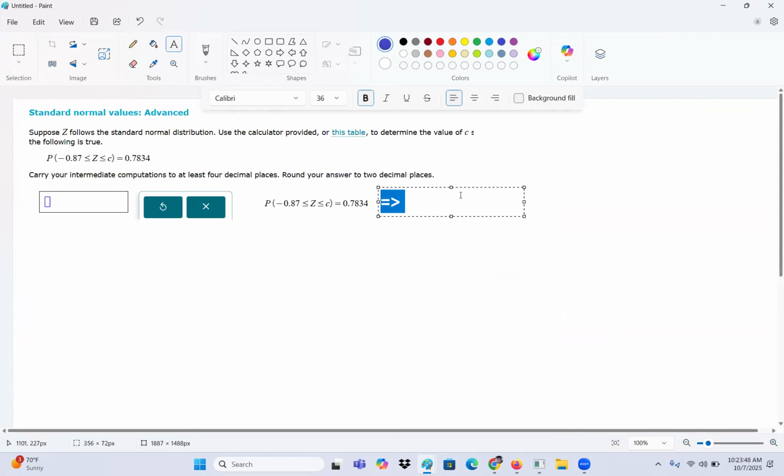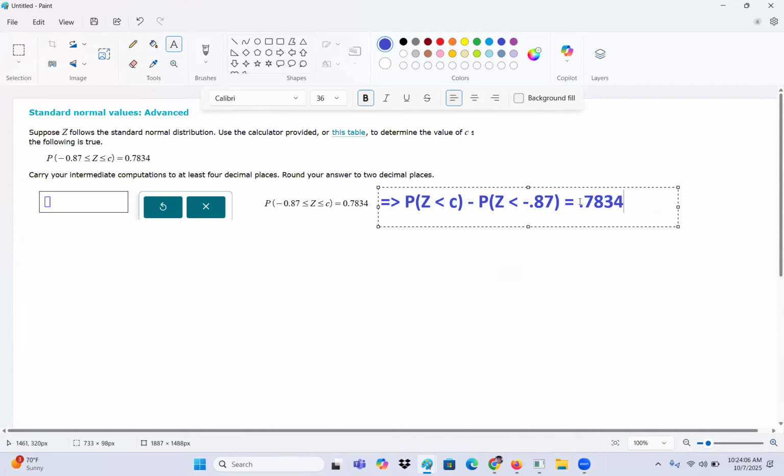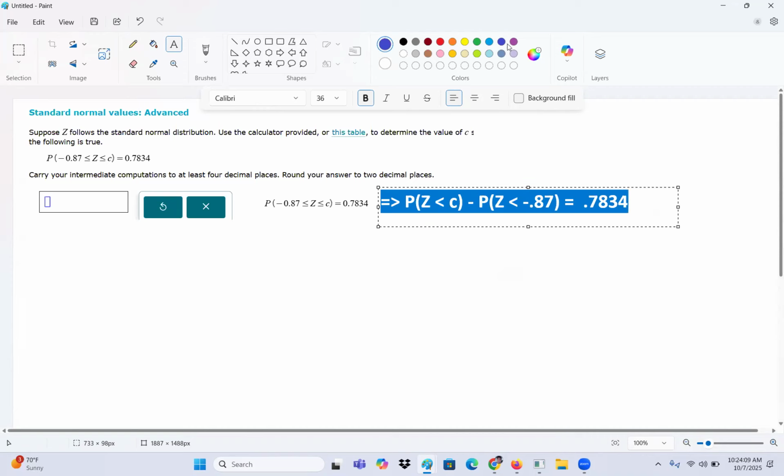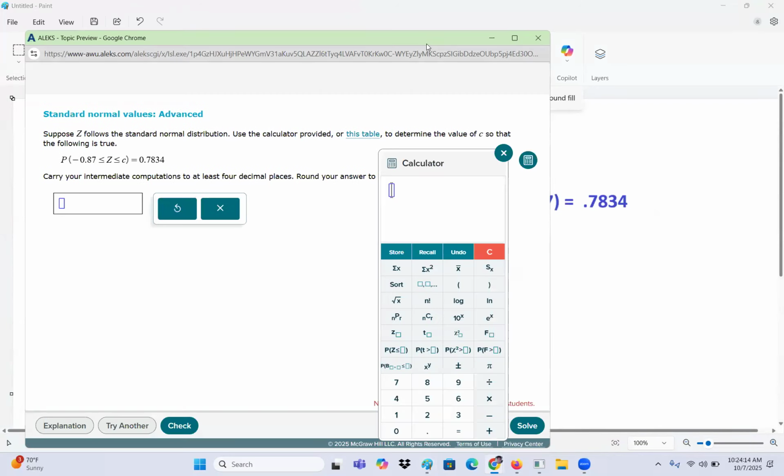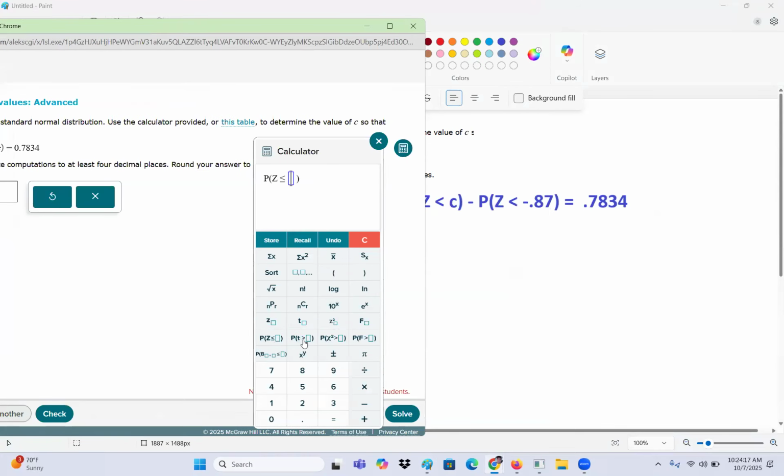first P of Z less than C minus P of Z less than or equal to negative 0.87, and keep in mind that is equal to 0.7834. Put your parentheses here, like we're talking about minus 1 minus. All right. So after that, we're going to compute the P of Z less than negative 0.87. So you get 0.19215.